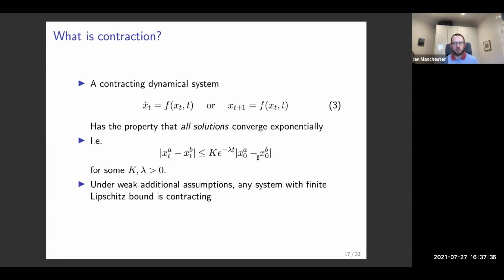Under fairly mild conditions, any dynamical system with finite Lipschitz bound is also contracting. So these are the two concepts that we need for our work on dynamical systems.